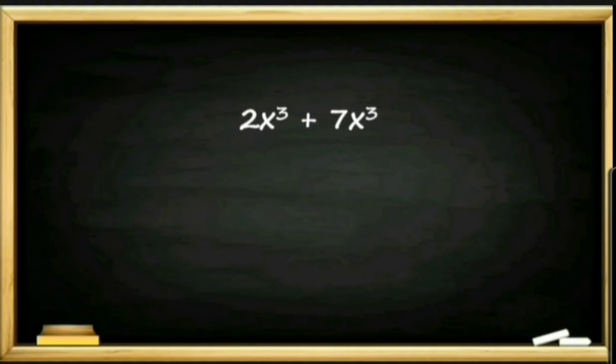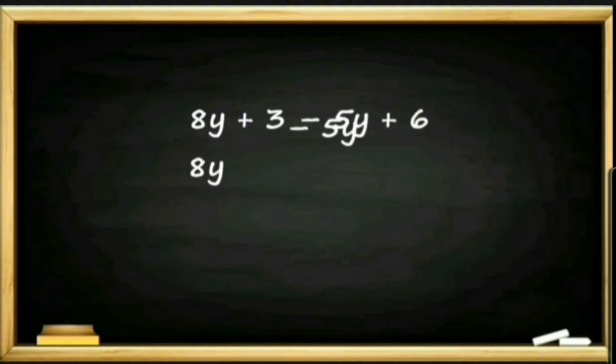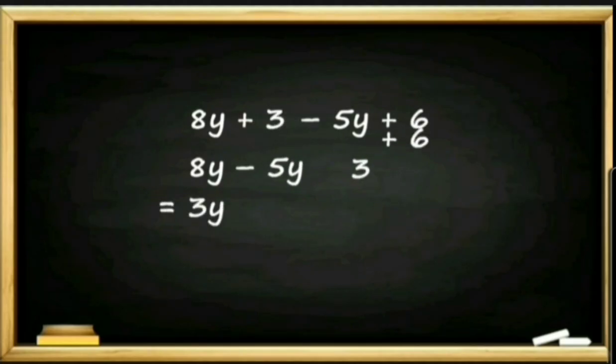Let's simplify 2x cubed plus 7x cubed. Both terms have x cubed, so they are like terms. We just add their coefficients. 2 plus 7 equals 9. Then we keep the same variable with its exponent, so the simplified expression is 9x cubed. Next, we have 8y plus 3 minus 5y plus 6. First, we group the like terms. For the y terms, 8y minus 5y equals 3y. For the constants, 3 plus 6 equals 9. So the simplified expression is 3y plus 9.